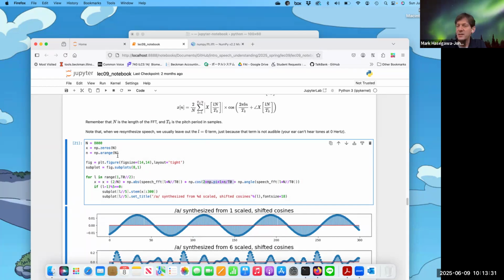N is the time domain sequence of integers, right? The sample number. L is the harmonic number. And then t naught is the pitch period in samples. So n over t naught gives me the time in fractions of one pitch period. And then I take 2 pi times L, which tells me which harmonic it is, the 0th, the first, the second, and so on. And I'm adding in the phase shift.